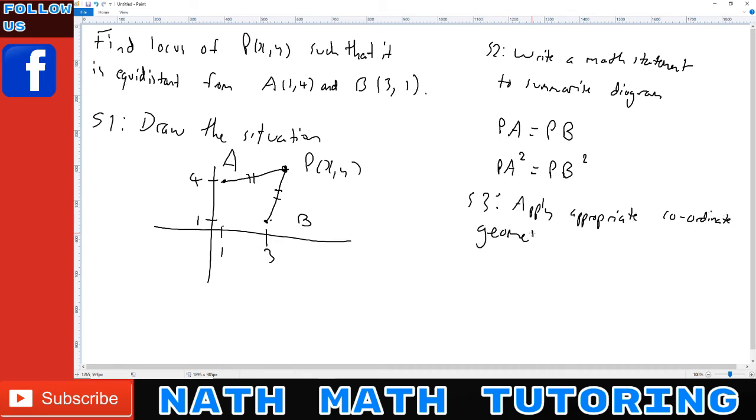Okay, that's pretty much it. So we want distance, so we're going to use the distance formula. I've put squared here so I don't have to write the square root. So the distance formula is the difference in x values squared: (x minus 1) squared plus the difference in y values squared, (y minus 4) squared. So that's PA squared. PB squared would be (x minus 3) squared plus (y minus 1) squared. So that is the equation of the locus, but that doesn't look like anything we know.